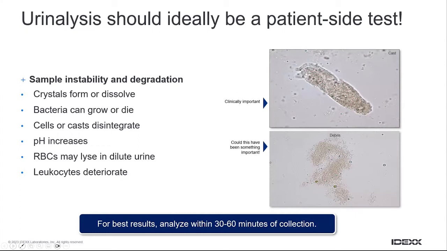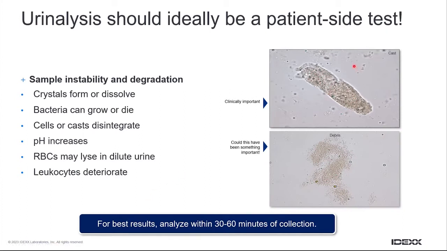So for example, over time, crystals can either form or dissolve, bacteria can either grow or die, cells or casts may disintegrate and be unrecognizable on the sediment examination. We can get a change in pH, usually it tends to increase, and we can get lysis of red blood cells en route to the lab and deterioration of leukocytes. So with all those changes, it's absolutely likely that things can be missed unless the analysis is done promptly.